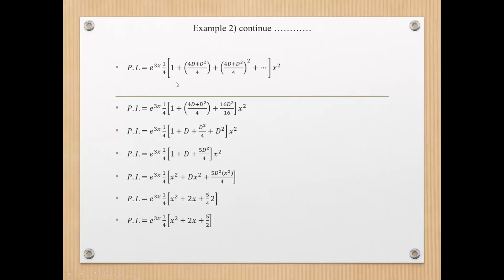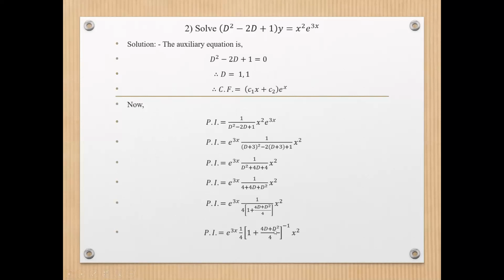We have to use that expansion. 1 plus x raised to minus 1 is 1 minus x plus x square minus x cube plus, and so on. Here x is nothing but this quantity, 4d plus d square by 4.